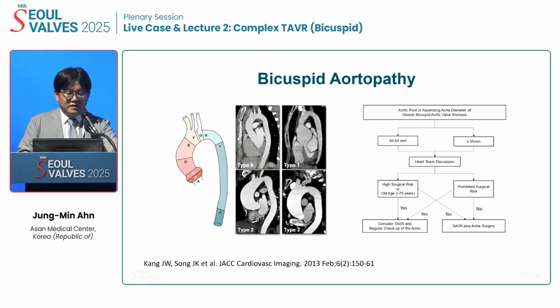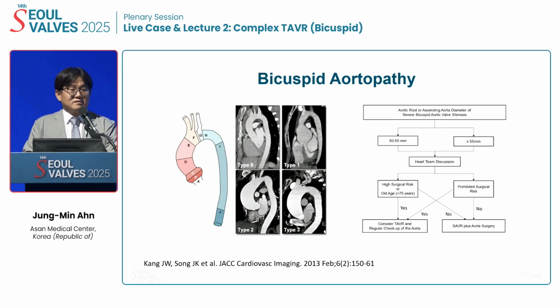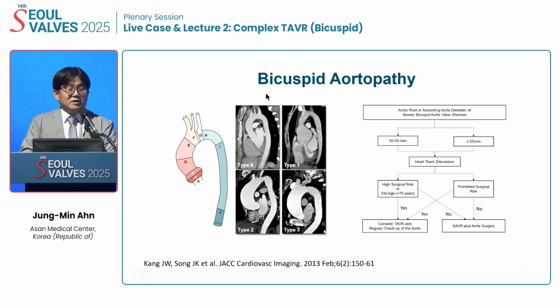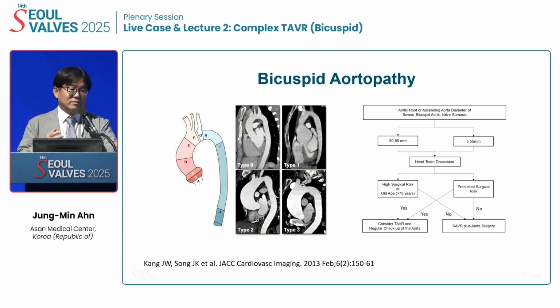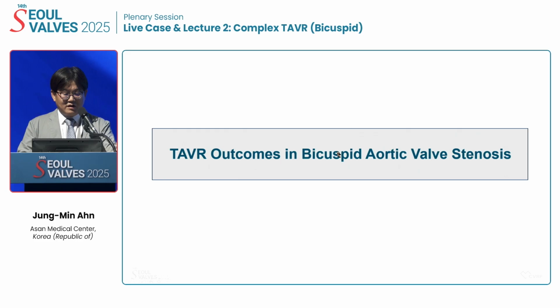In addition, associated aortopathy is also important. Personally, I believe that if the ascending aorta size is less than 5 centimeters, we can do TAVR. Between 5 and 5.5, we can also do TAVR. But if it is larger than 5.5, it is surgically indicated, and we can do SAVR plus ascending aorta replacement. But if the patient has a high surgical risk, I think we can do TAVR.